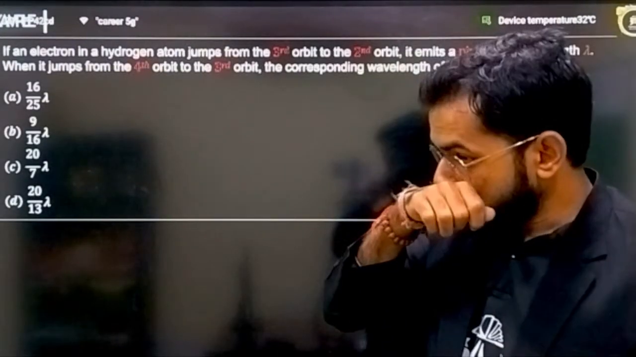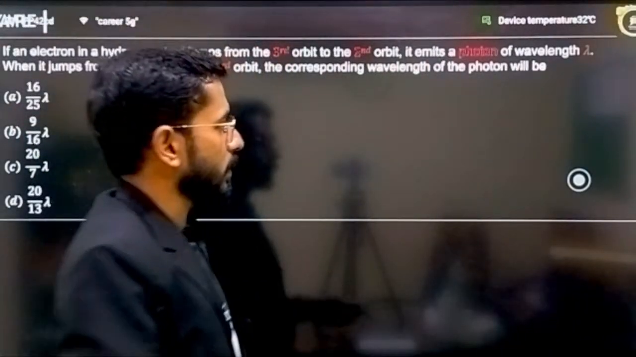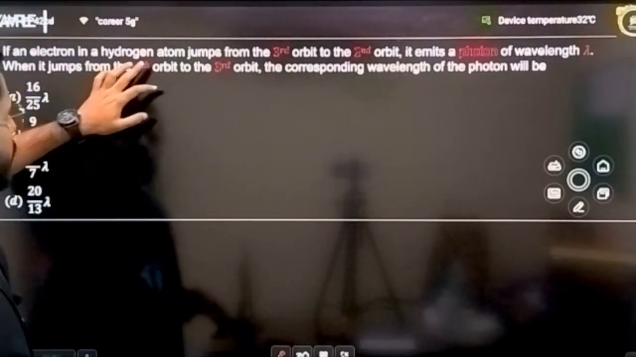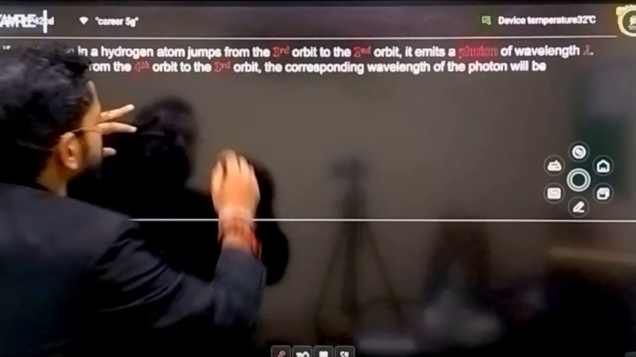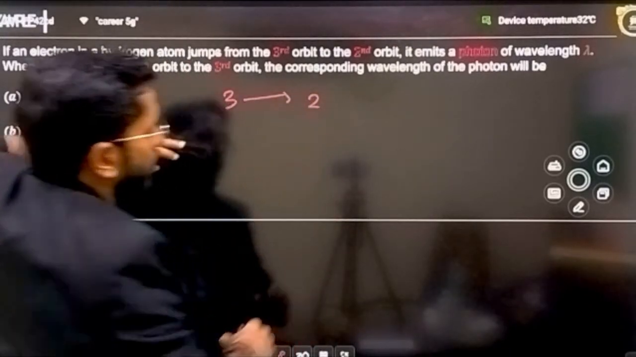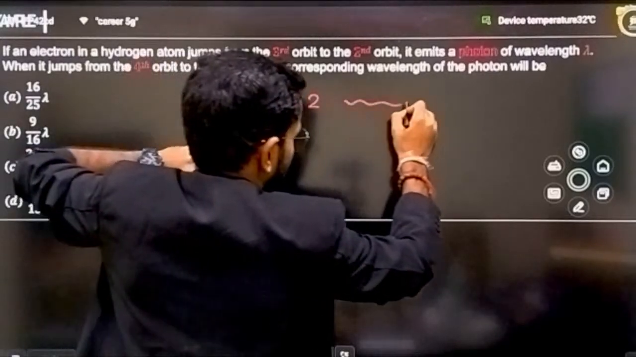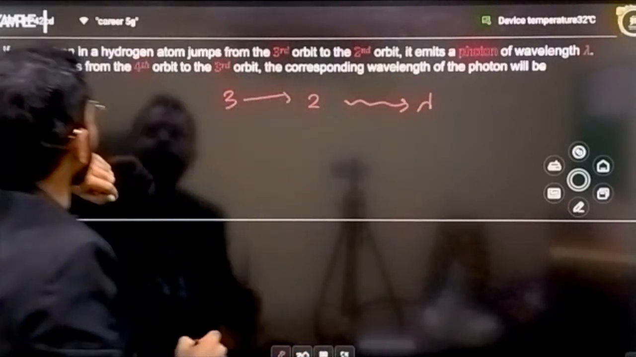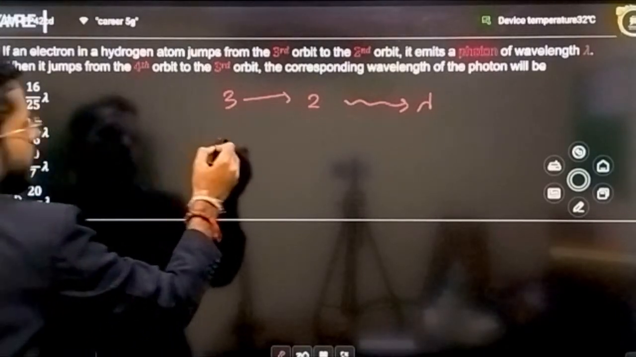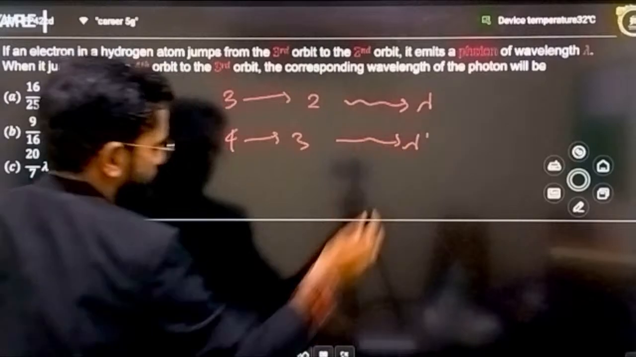So let's practice some basic questions and try to understand how to apply the formulas. Let's see what the question is. First let's read the question. If an electron in a hydrogen atom jumps from the 3rd to the 2nd orbit, it emits a photon of wavelength lambda. When it jumps from the 4th to the 3rd, what will be the corresponding wavelength lambda dash?